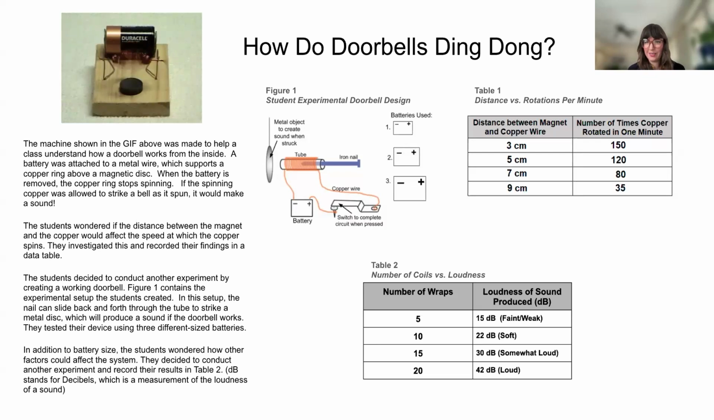Like, this doesn't look like a doorbell. That's really interesting, but okay. So we're given some information that this is a machine that helps us understand how these OG doorbells work. And students have been studying electric and magnetic forces in class, and they decide that they're going to design a doorbell where a nail slides through a copper coil and it strikes a bell that then rings. And they gather some data about their experimental setup.